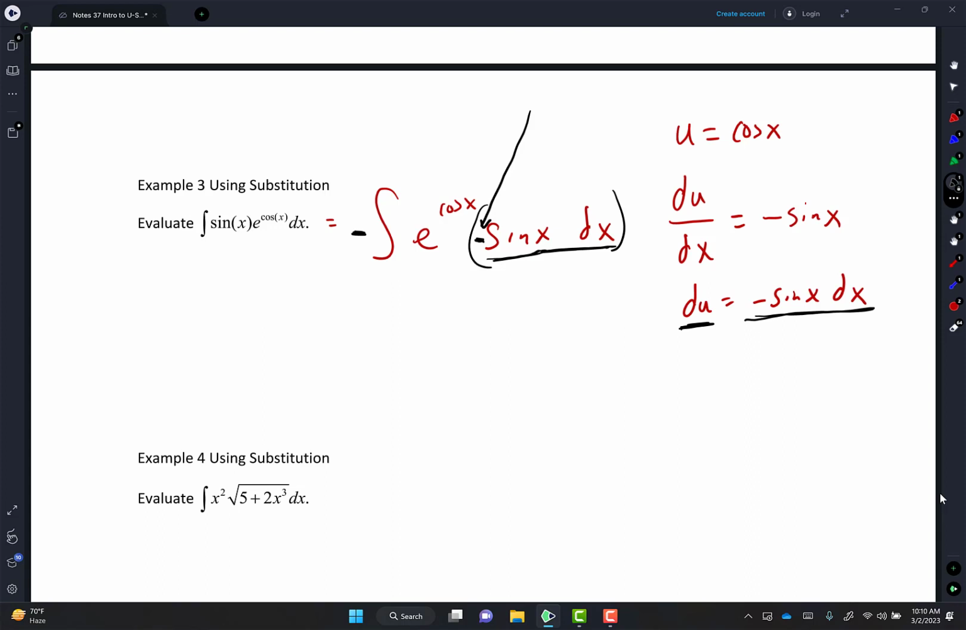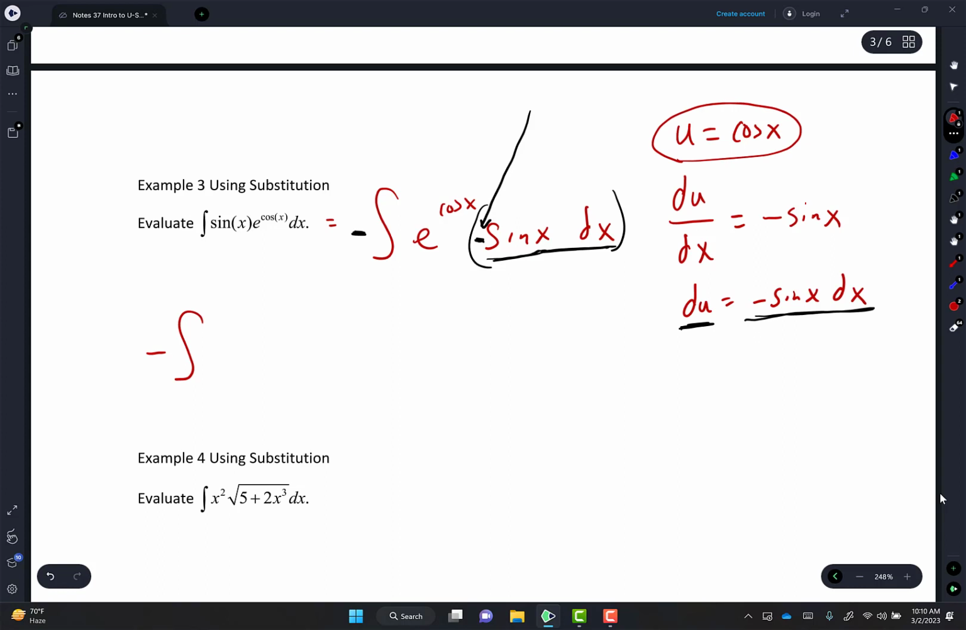Does that make sense? So now look what I have, guys. Negative on the outside, integral e. What did we say u was? Cosine. So e to the u, and look at this, du. Is that way easier to evaluate? Yes. What's the antiderivative of e to the u with respect to u? Oh, e to the u. Put the negative in the front, e to the u, and put a plus c.